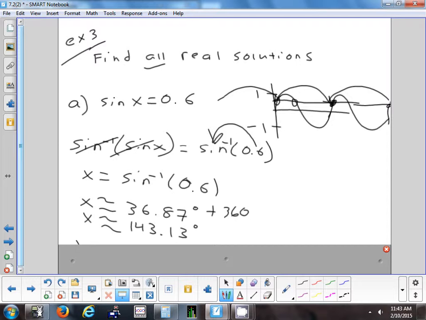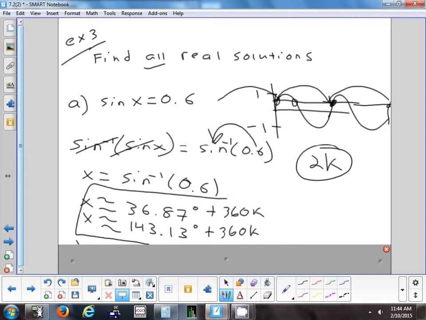Yeah? 360. Yeah. Okay. So what I was thinking of is something like 2k. That's an expression that you could name any even number in the world. I could pick a value for k and do the calculation out, and I could get your number. So this represents every multiple of 360 that you could add or subtract from the two original answers. So this is what they're looking for.